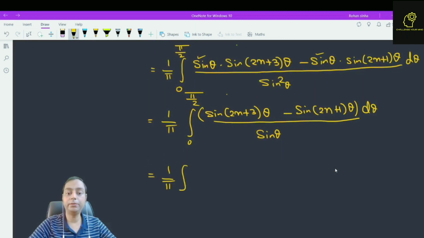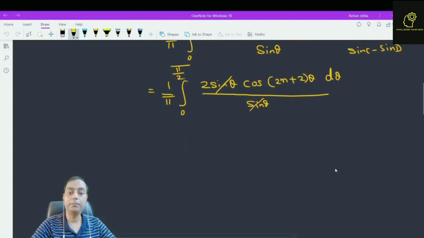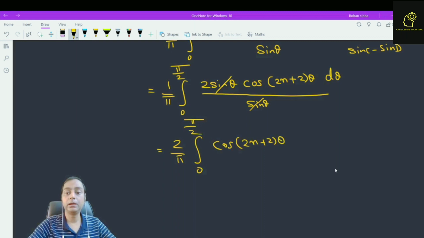What is the formula of sin c minus sin d? Simply applying it, we get 2 sin theta into cos 2n plus 2 theta d theta, divided by sin theta. So in this step, I simply wrote the formula of sin c minus sin d. Now this sin theta will get cancelled, and taking this 2 outside the integral sign, we find 2 upon pi, integral from 0 to pi by 2 of cos 2n plus 2 theta d theta.